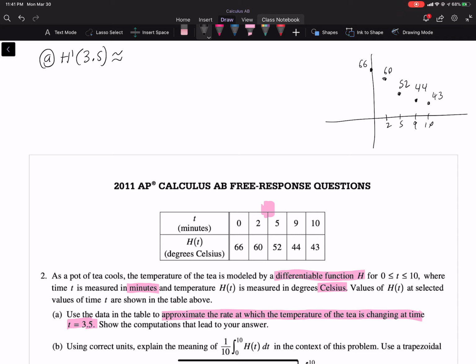So what is the derivative? Well, let me draw some kind of a curve. So the derivative is the slope of a tangent line. So at this point here, we want the slope of a tangent line at that point.